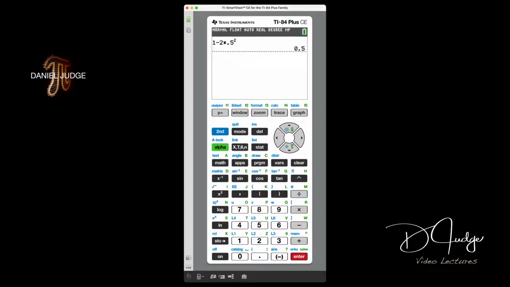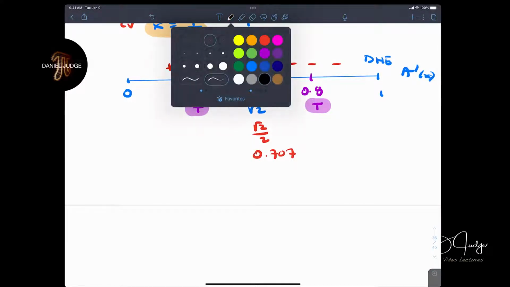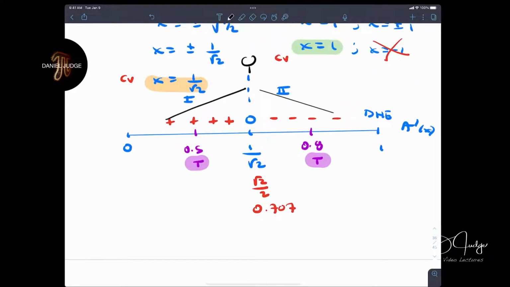So now, for 0.8, the test point, 1 minus 2 times 0.8 squared will give you a negative answer. We don't care about the value, we just care about the sign of the value there. It's the test point. So you have an increasing, decreasing situation. So sure enough, remember this function represents area.